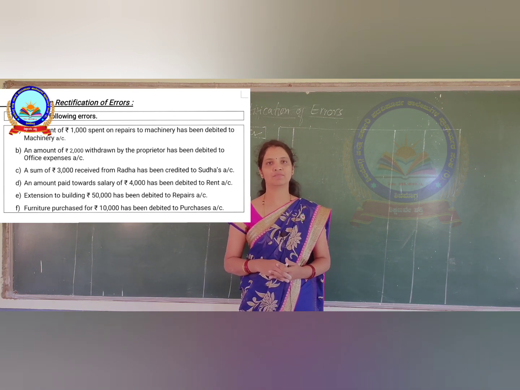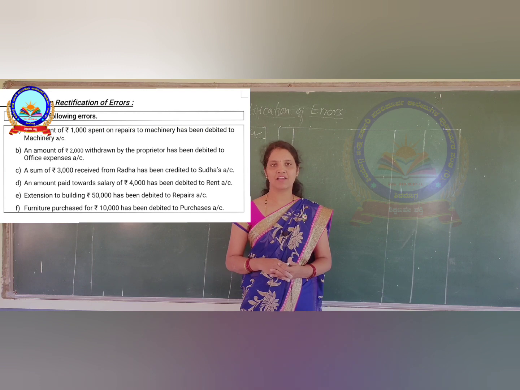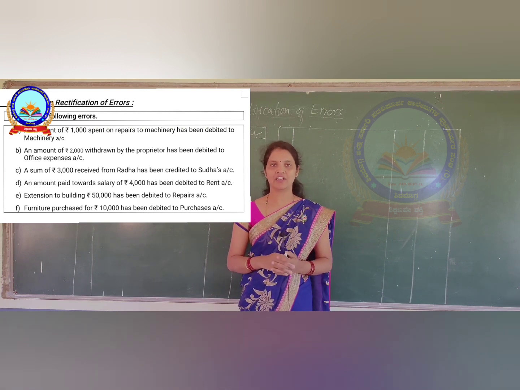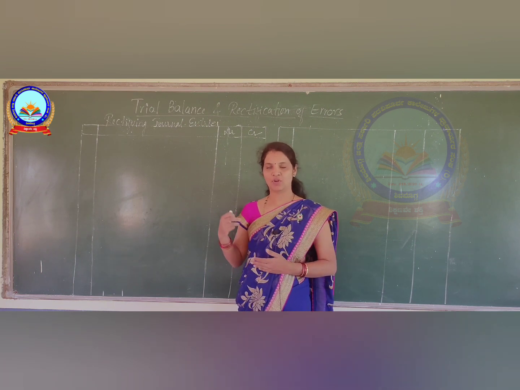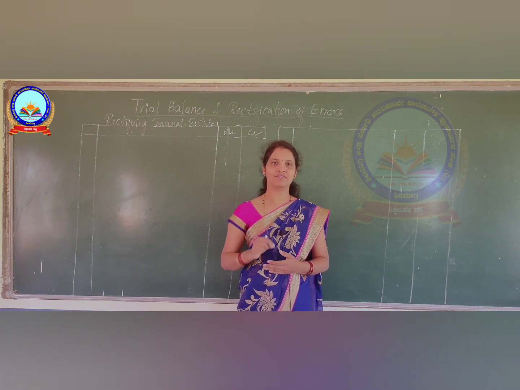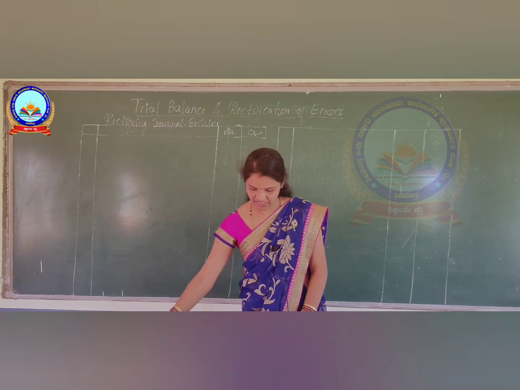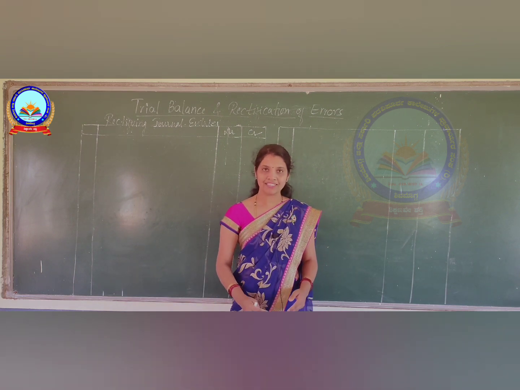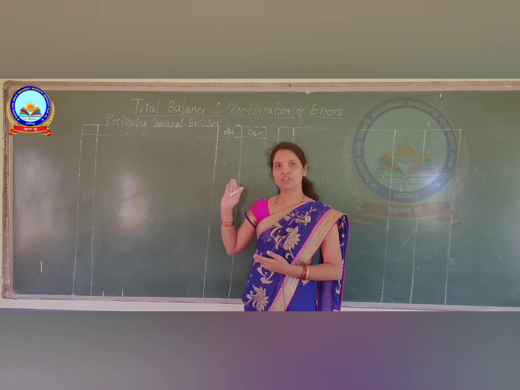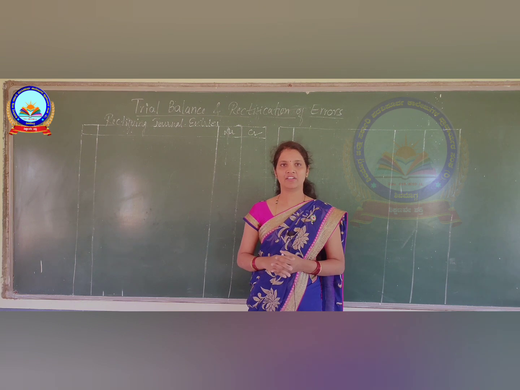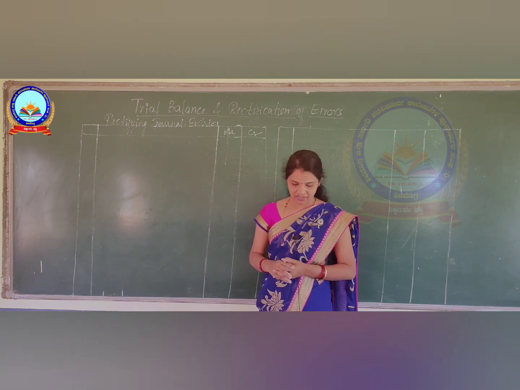This is 6 marks problem. 6 errors are given. You have to pass 6 journal entries for this problem. 1 journal entry for each error. Now take the first error. All these errors are which do not affect the trial balance, means for every error we have to pass the journal entry.